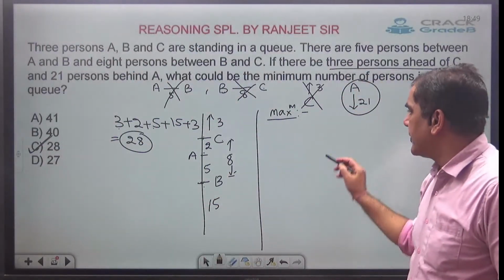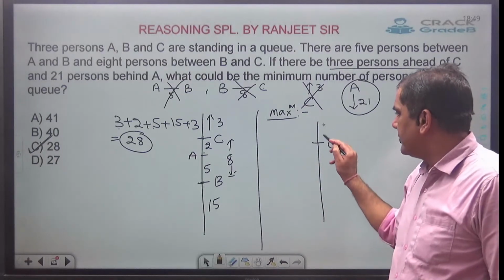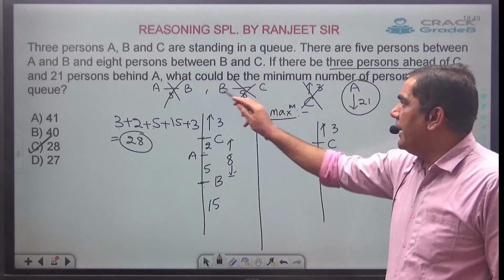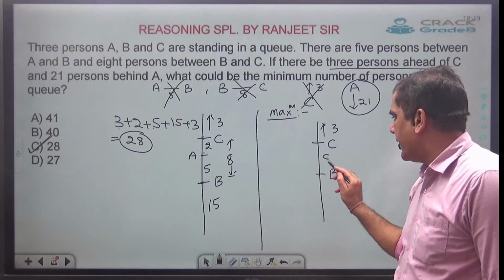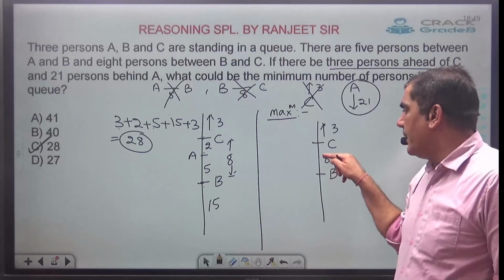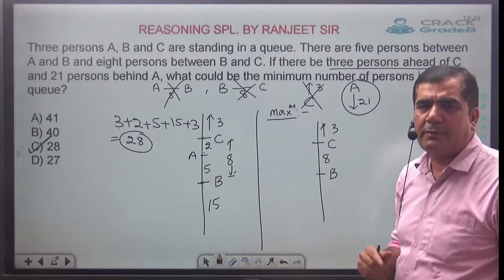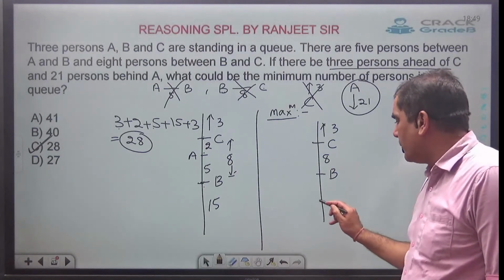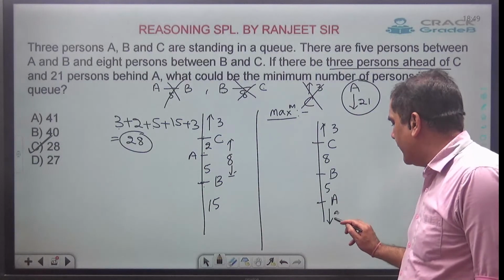And that's the easy way. Now let's start. Above C, there must be 3. B and C must be 8. Now, A and B must be 5. So I don't want to keep A over here because I don't want overlapping. I don't have shortage of money. I have got sufficient money. So I'm going to put A over here. And this should be 5. And below A is given to be 21.